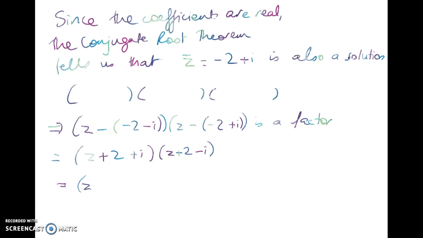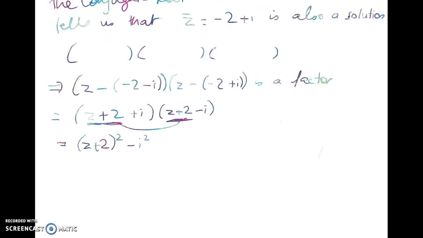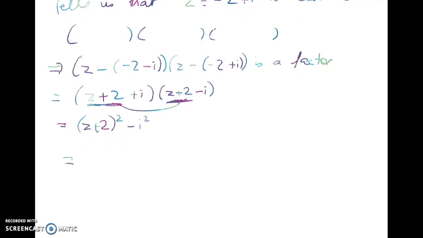And that equals (z plus 2) squared, right? So it's this times this. I've got a difference of 2 squares, right? Minus i squared. So that gives me z squared plus 4z plus 4 minus -1, plus 1 is a factor.